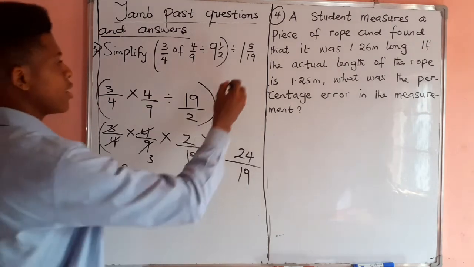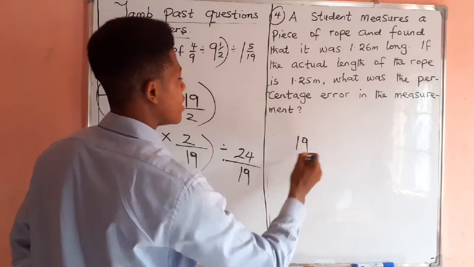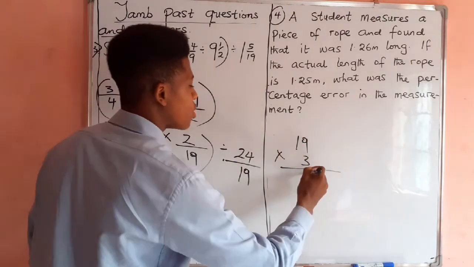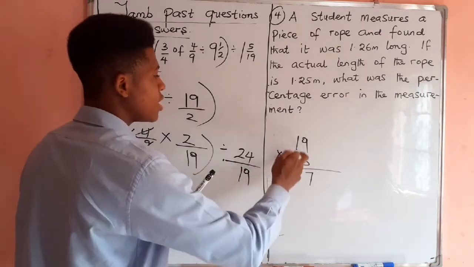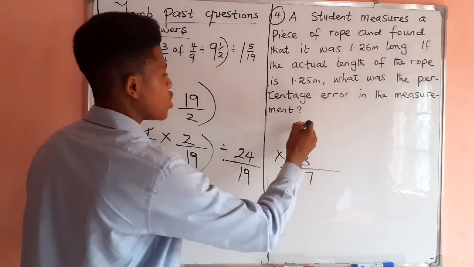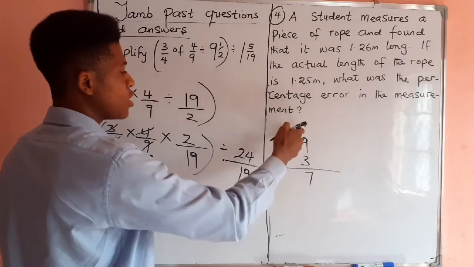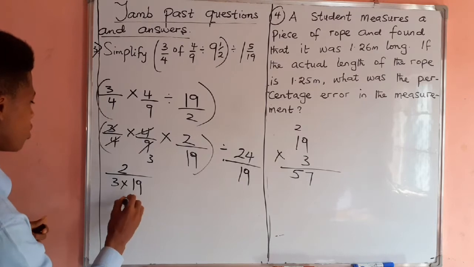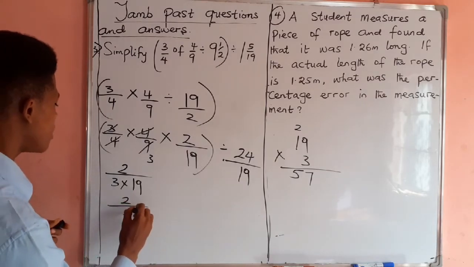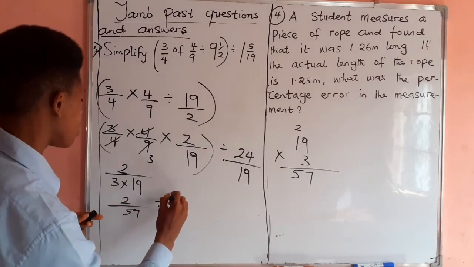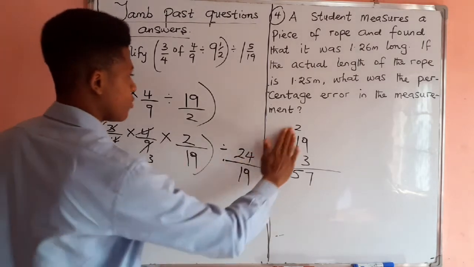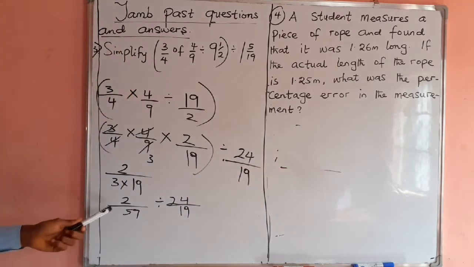3 times 19, let me do this over here quickly. 19 times 3. 3 times 9 is what? 27. 7, and we carry 2. 3 times 1 is 3, plus 2 is 5. So our answer is what? 2 over 57 divided by what? 24 over 19. Okay, let me just clean this. Okay, 2 over 57 divided by 24 over 19.